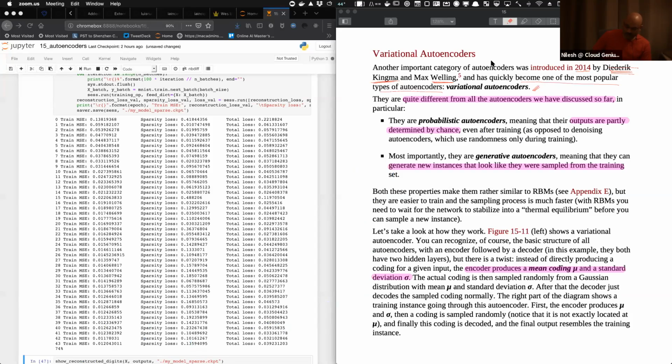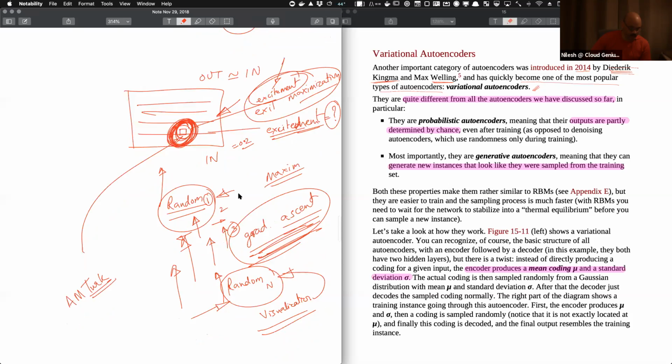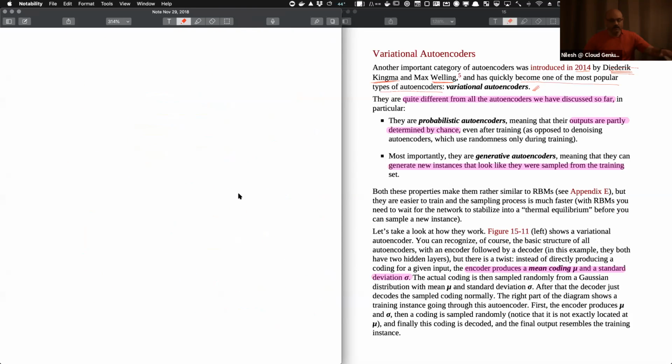So this white sheet of paper is what I need to bring up. And so what I'm talking about is the idea that you have some input and you want to produce an output. You want to match the input, ideally exactly.